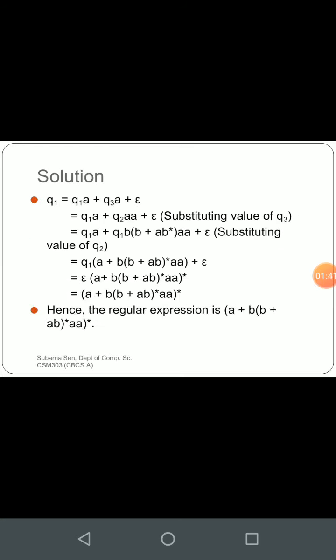Fine. Next we will find it for Q1 as well. We have done it for Q2, now we have to find it for Q1. Similarly, we will substitute the values, and please apply Arden's theorem, and you will be able to find this. Why are we finding Q1? Because our previous expression contained Q1, so we have to find the regular expression and put this Q1 value there, and you will come up with this result.